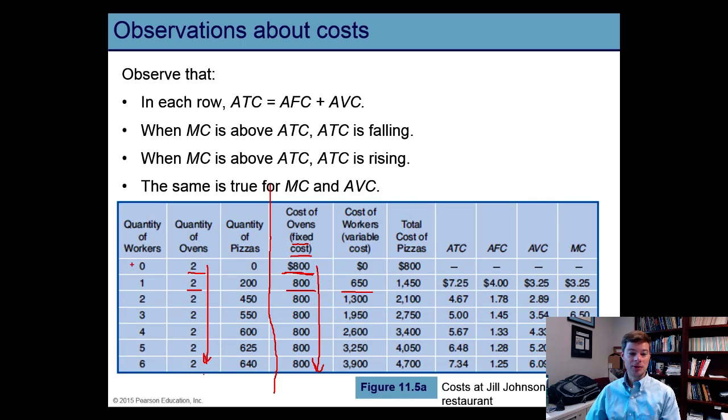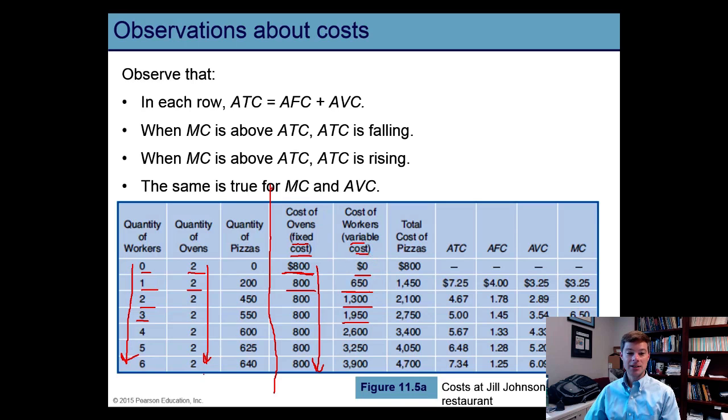However, variable inputs are increasing with output, and you'll notice in this table that the quantity of workers we're using increases from 0 to 6, and so the cost of the variable input increases. If we're using no workers, the variable cost is 0. If we're using 1 worker, the variable cost is $650. If we're using 2 workers, the variable cost is $650 times 2. That's $1,300. So if you multiply 3 by $650, you'll get the variable cost for the 3 workers.